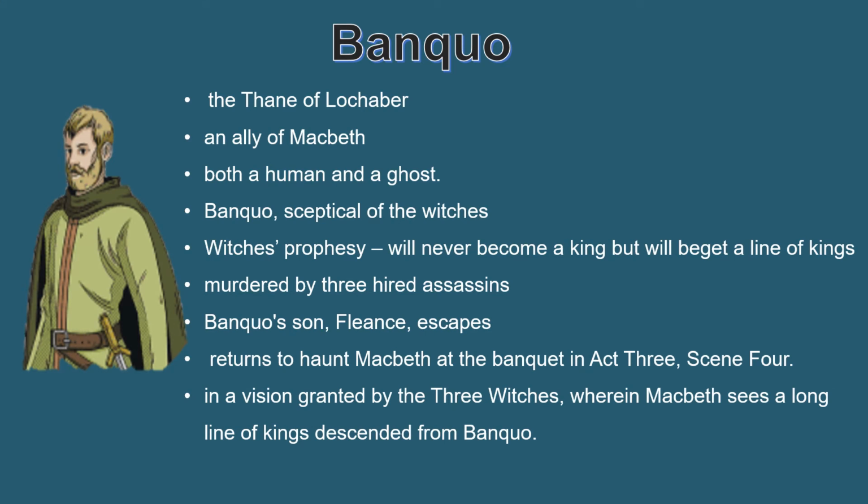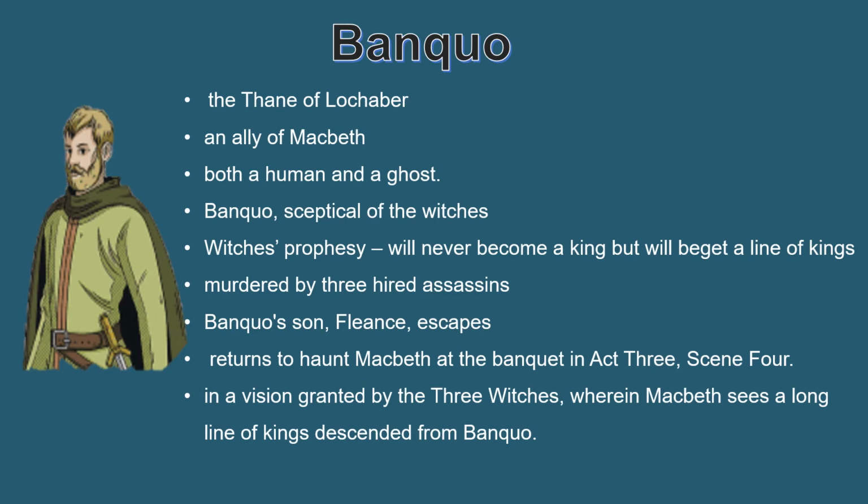And then the next character is Banquo. He is the Thane of Lochaber. He is the good ally of Macbeth, but he serves as a foil to Macbeth. Shakespeare has created him to have a contrast with Macbeth. He has his presence as a human and a ghost throughout the play. And Banquo is skeptical of the witches. He questions them, he interrogates them, whereas Macbeth blindly believes their words.